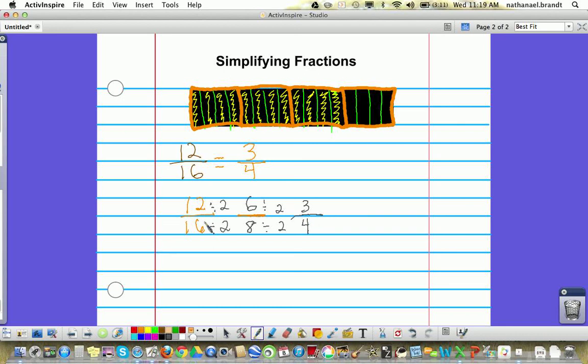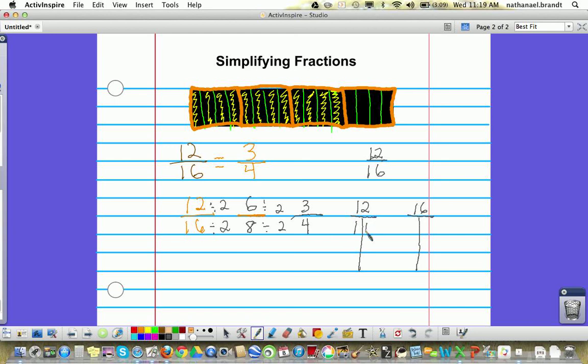There is still another way to do it, and we'll still stick with 12/16. I'll write it up here this time. This strategy is to find the greatest common factor of 12 and 16. To find the factors of a number, I like to use a T-chart, and then I just list the factors of 12. What numbers can you multiply together to equal 12?